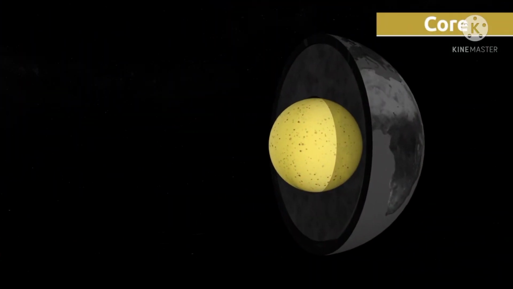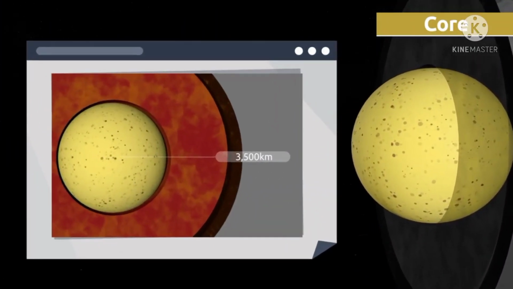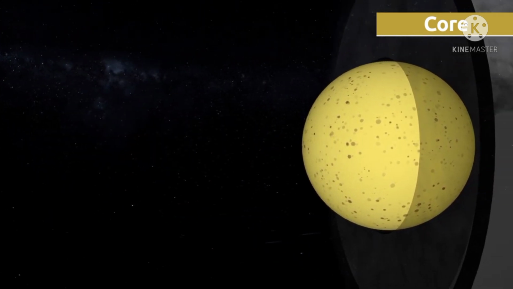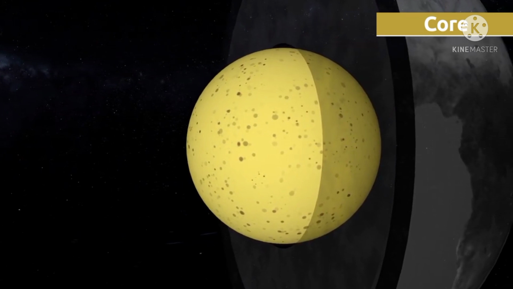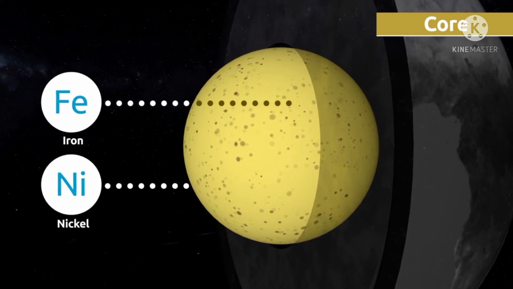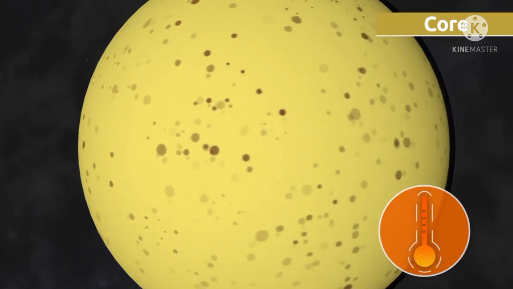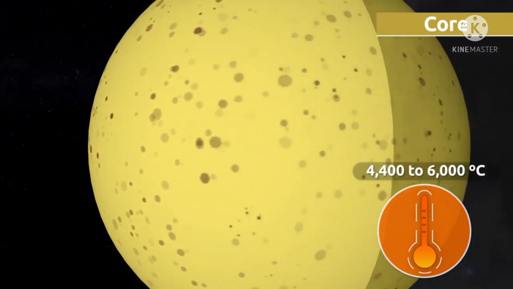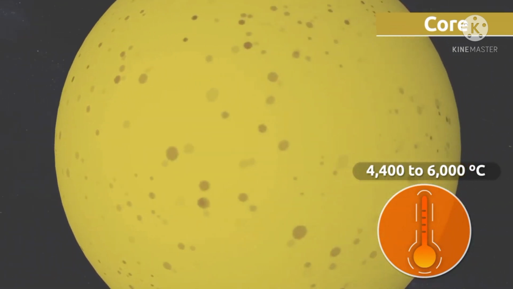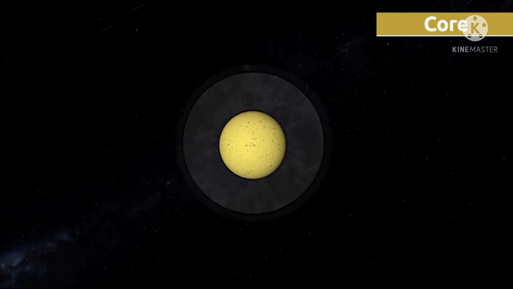The core is the innermost layer of the Earth. It is 3,500 kilometers thick, and the inner part of the core is made up of solid iron, whereas the outer part is made up of liquid iron and nickel. The temperature in the core is ultra-high, ranging from 4,400 to 6,000 degrees Celsius.